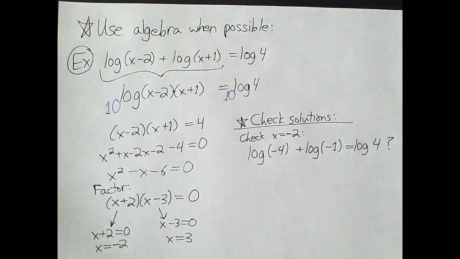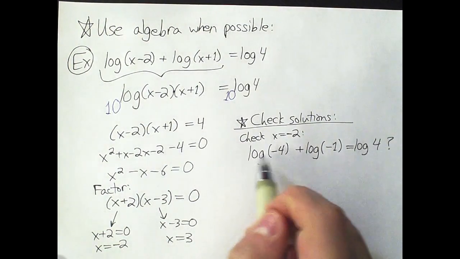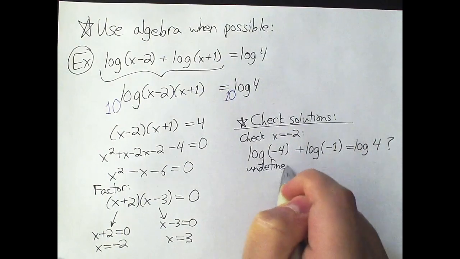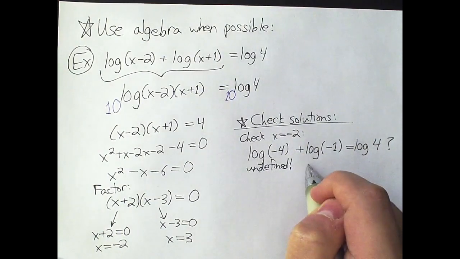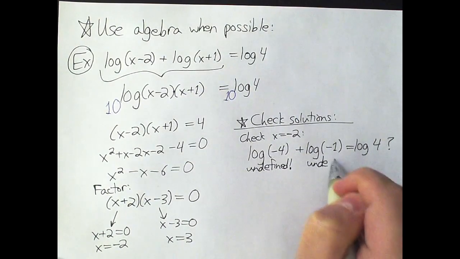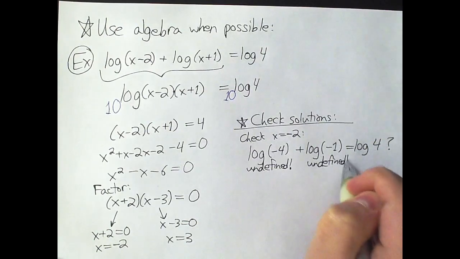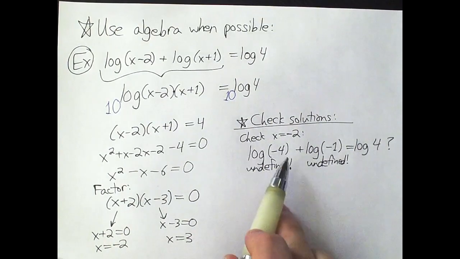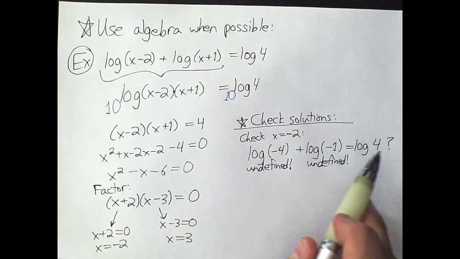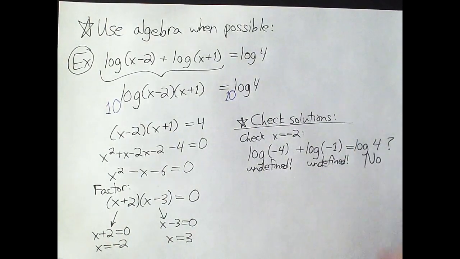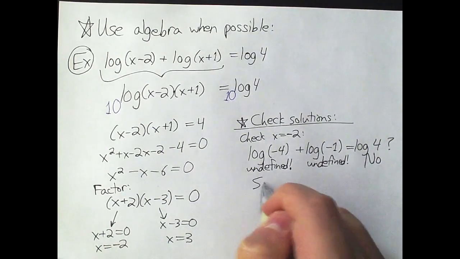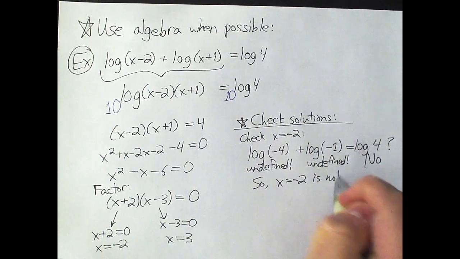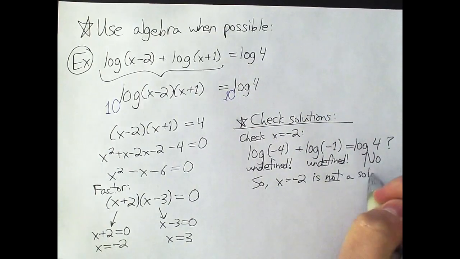Wait a second, we have a major red flag here. Log of negative 4 is undefined. And log of negative 1 is undefined. We said that you can't do log of a negative number. So this is nonsense. This is like saying something undefined plus something undefined equals log 4. No, that doesn't work. So x equals negative 2 is not a solution.